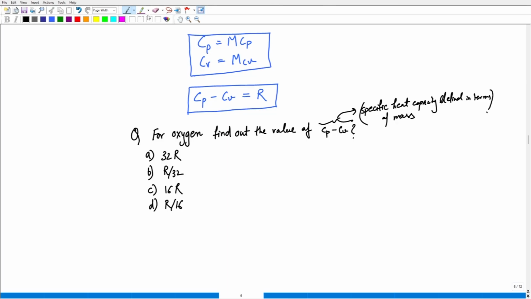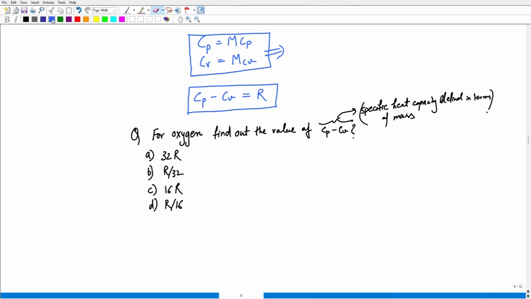So the solution to this is, I have to find small Cp minus small Cv. Can I use this relation for solving this question? Yes, I can. So small Cp is capital Cp divided by m, minus capital Cv divided by m, and that is equal to R. No, actually it should be like this.